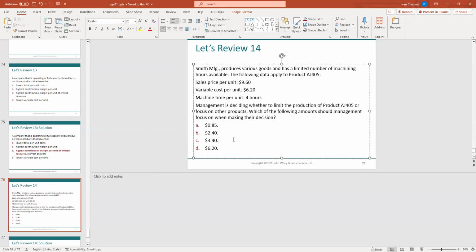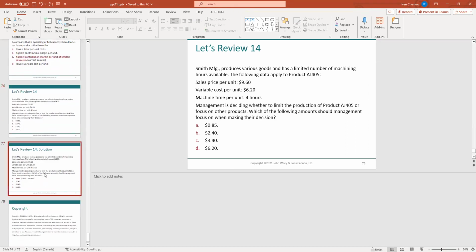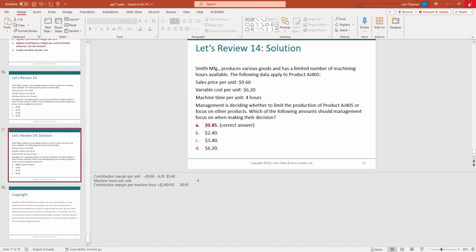85 should be the right number, right? 620 is the variable cost, and we don't care about the variable cost. 340, we already figured out, is our contribution margin. 240, I don't know what that is. And 85 is the contribution margin per machine hour available. Since that's our limited resource, that's what we should focus on. Make sense? Okay, we're done with these slides.